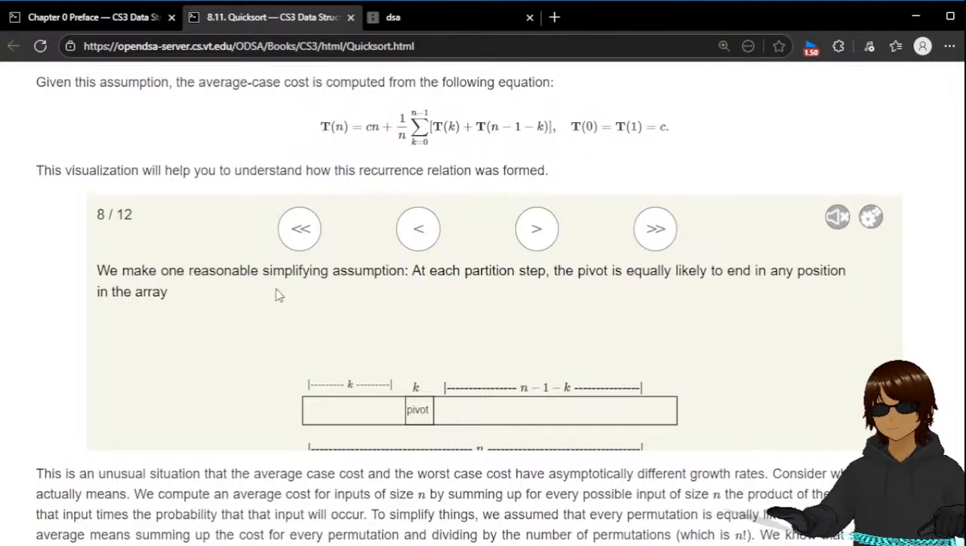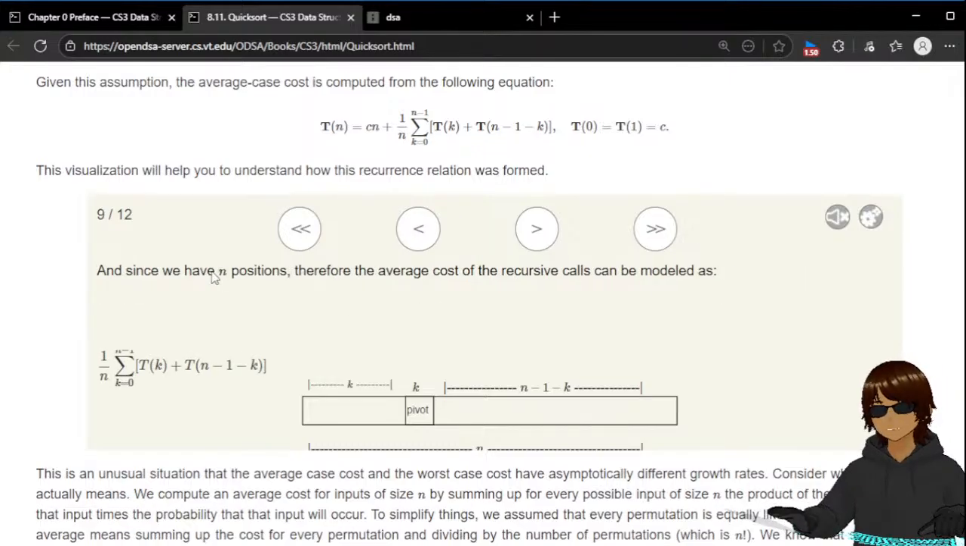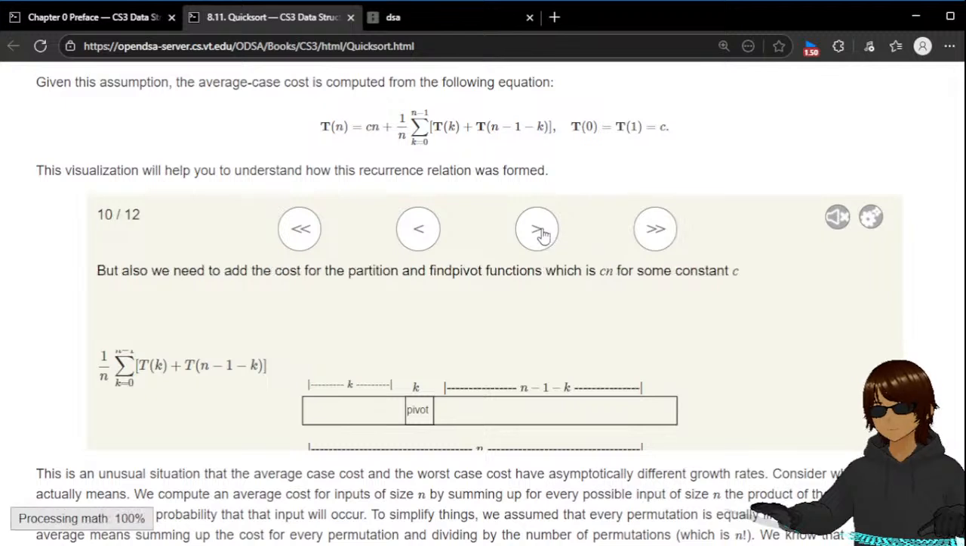We make one reasonable simplifying assumption. At each partition step, the pivot is equally likely to end up in any position in the array. Since we have n positions, the average cost of recursive calls can be modeled as 1 over n. But where did the Cn go? Shouldn't Cn be counted in here as well? But we also need to add the cost of partition and find pivot functions, which is Cn for some constant c.